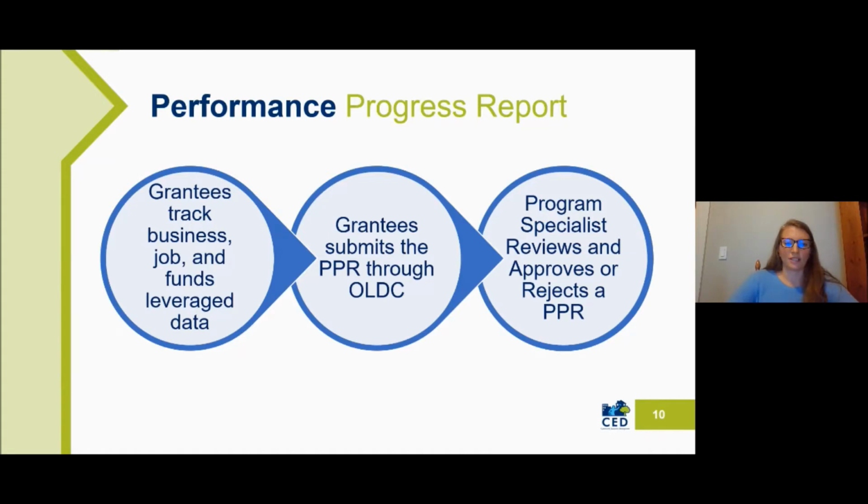This submission is done through the online data collection system, or OLDC as it is referred to. And again, I will be discussing OLDC and the actual technical process of submitting in another presentation. And then once you submit your PPR in the system, your program specialist reviews the PPR and either rejects or approves it. A rejected PPR is returned to you to correct, revise, add data, whatever your program specialist requires, and then you will resubmit. And then once your PPR is approved, you have fulfilled the reporting requirement for the reporting period.